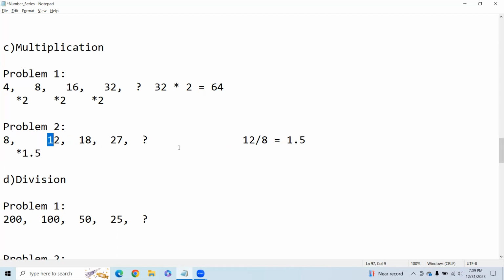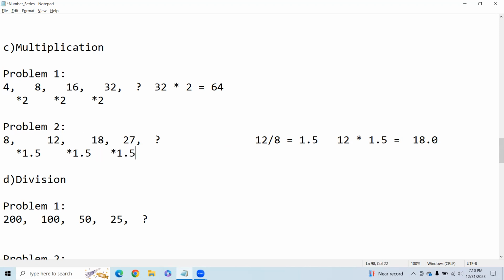So we have to check now whether if we do 12 into 1.5, we get the same answer. 12 into 1.5. 12 fives are 60, 6 is carry, 12 ones are 12 plus 6, 18. Yes, we got the 18. So here also we multiply by 1.5, we get the same answer. Now let's check the same thing for 18 into 1.5. 18 fives are 90, 9 is carry, 18 ones are 18, plus 9, 27. Yes. So here again we have the same pattern being followed.